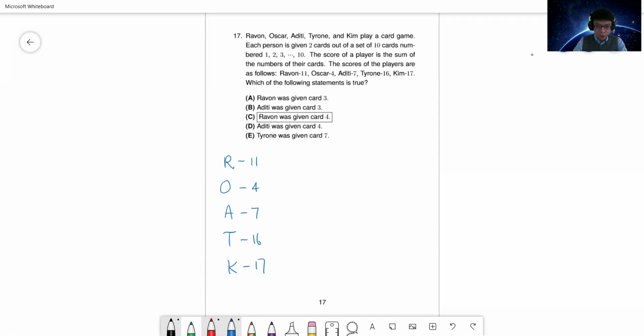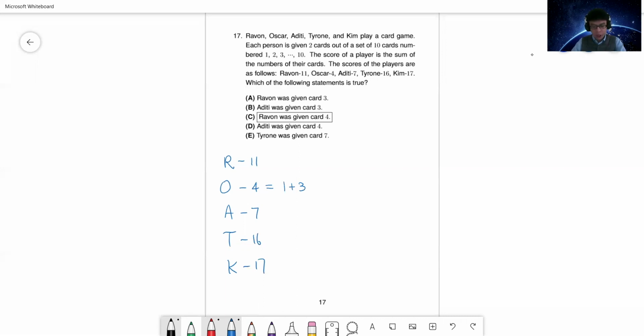So we start from 4. We split 4 into 2 distinct numbers. There's only one way to do that, which is 1 plus 3. We cannot have 2 plus 2 because 2 can only be used once. So Oscar has cards with number 1 and 3. And next, we consider Aditi.